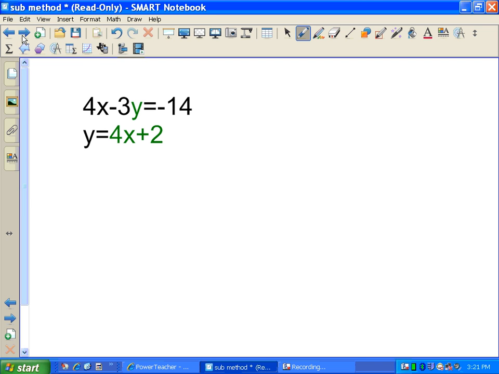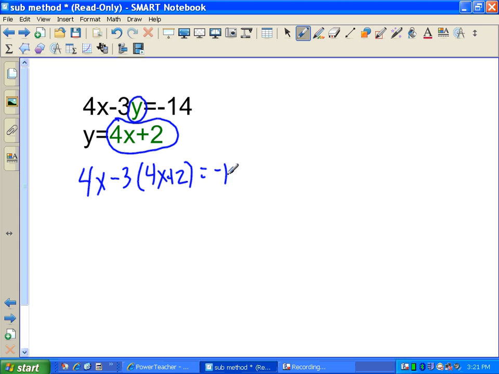Here again we have an equation in standard form and an equation in slope-intercept form, where the y value is by itself and equal to this, so we can replace this y value with the expression 4x plus 2. So 4x minus 3 times 4x plus 2 is equal to negative 14. Distributive property: 4x minus 12x minus 6 is equal to negative 14.